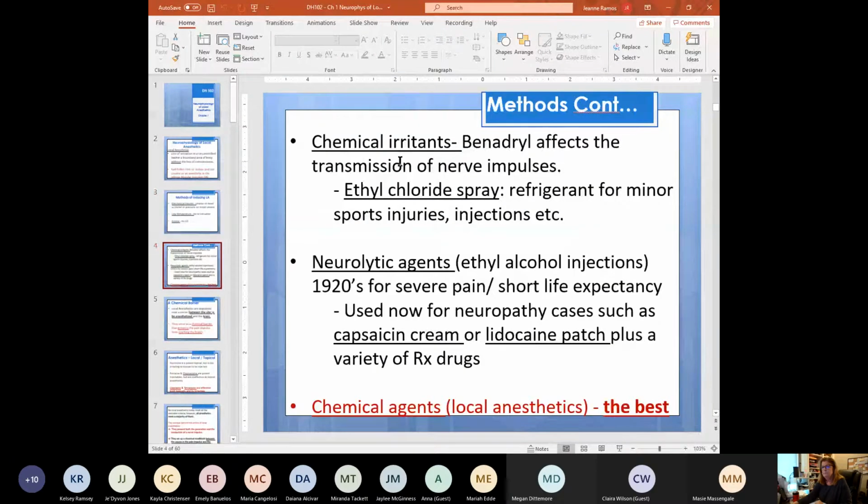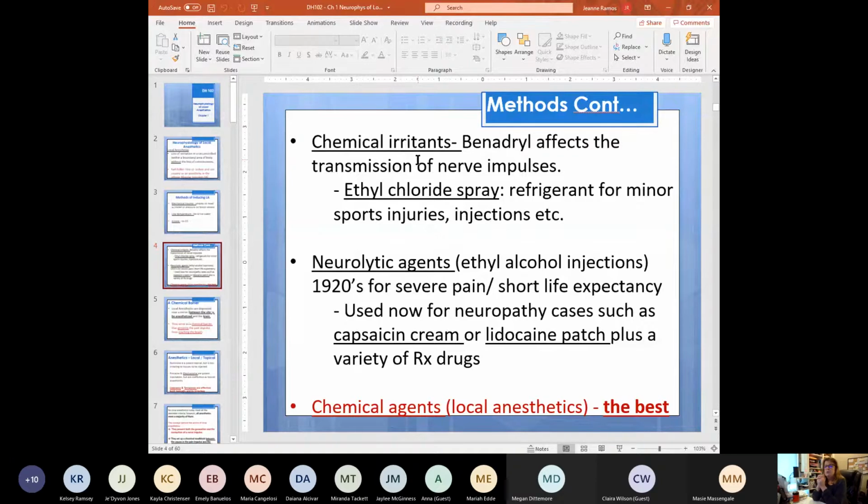Then they had chemical irritants, which is not quite right, it's chemical agents. A chemical agent is what our local anesthetics are. They affect the transmission of nerve impulses, and that's how they work. Ethyl chloride spray is an irritant. It's a refrigerant for minor sports injuries or injections. Then they had neurolytic agents, with ethyl alcohol injections back in the 20s, for severe pain, but they had a really short life expectancy. Neurolytic agents are now used for neuropathy cases.